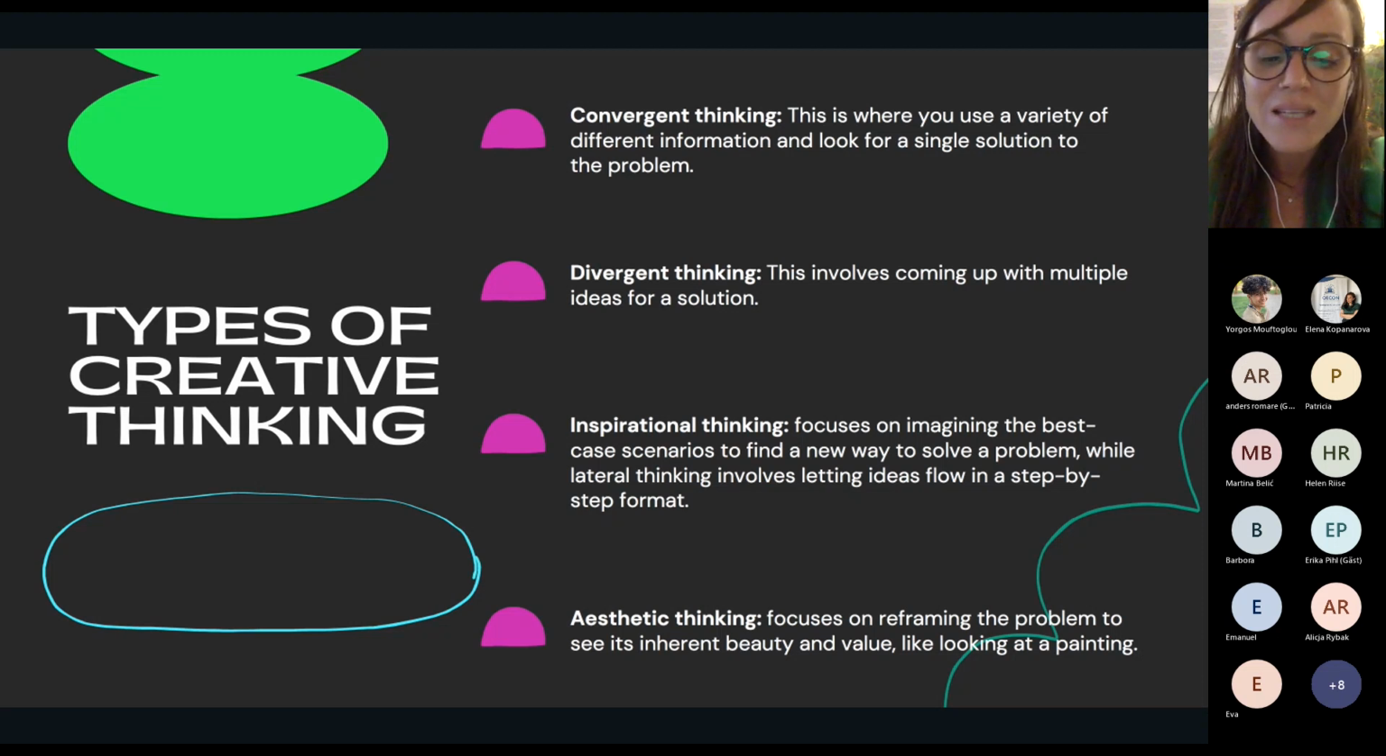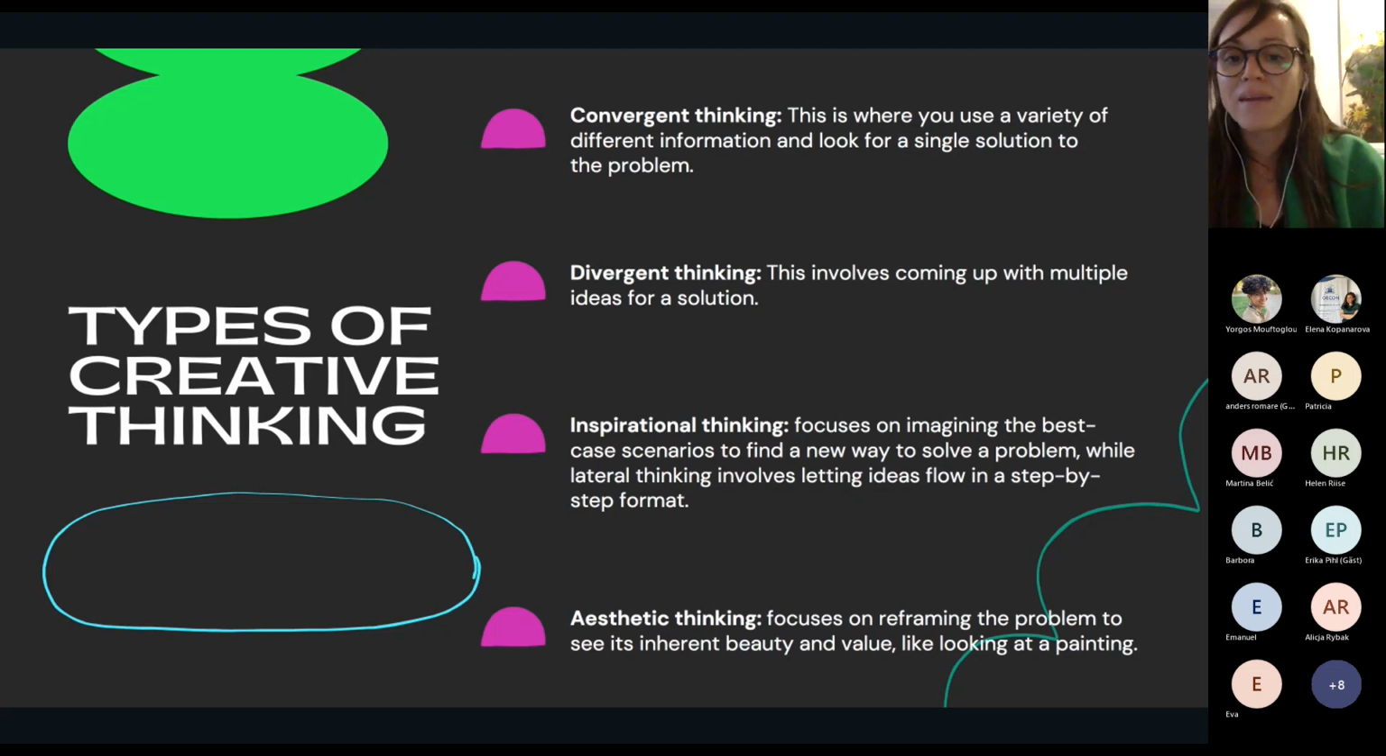And then we have the last, the aesthetic thinking, which is focused on reframing the problem to see its inherent beauty and value. In this case maybe it's more linked to art, because it's like looking at a painting.